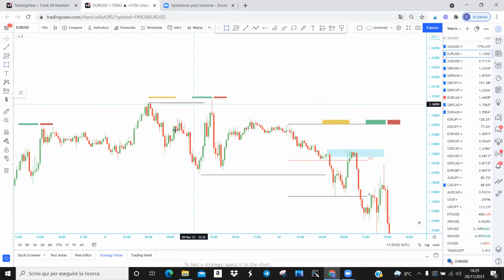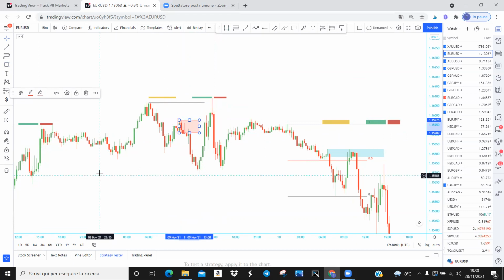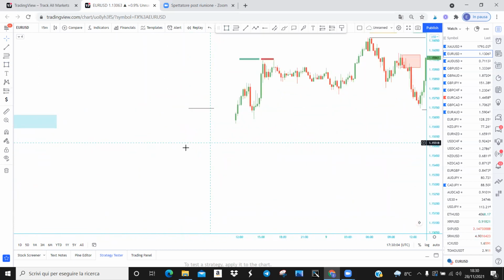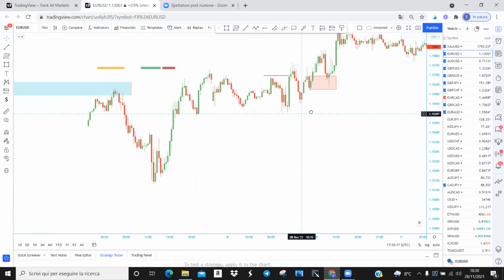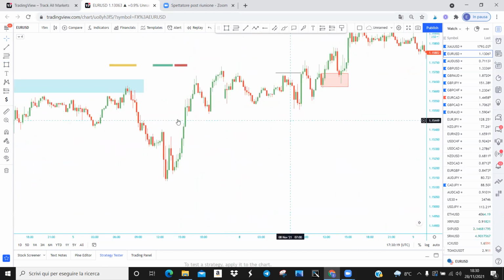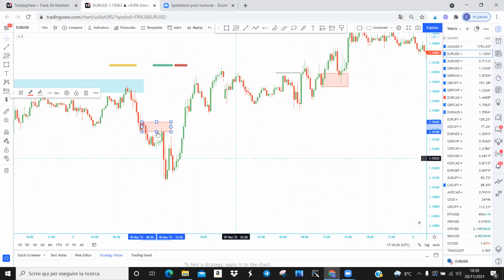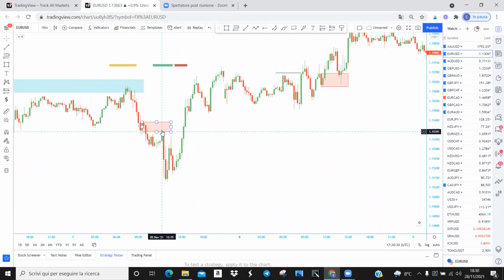Here, perfect. Lunch break order block. Okay, do we respect it? No, we go to the upside. In this case, we actually manipulate the previous high, but you get the point. Let's see, here we actually do respect the lunch break order block. We have a breakout to the upside and we do respect it. Here we do respect it again. Lunch break order block. We come back.